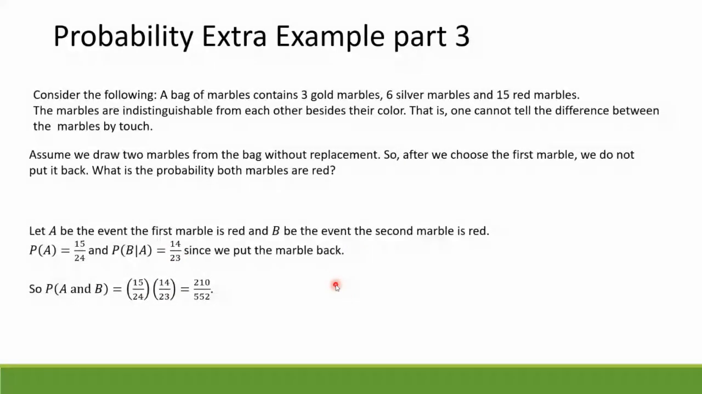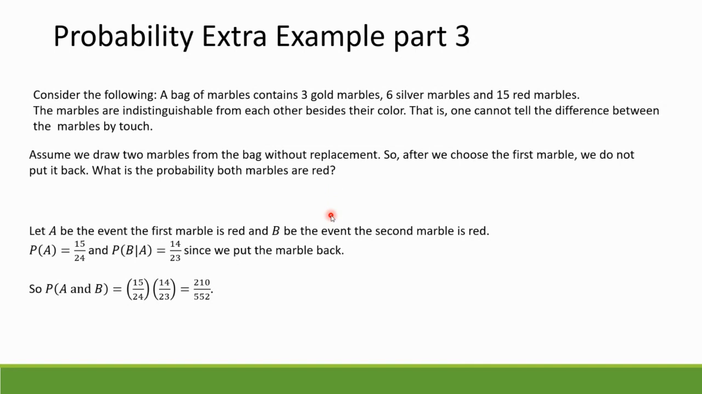Okay. Now, this is the same scenario, but let's suppose instead, as you can read here, we're drawing 2 marbles from the bag, but it's without replacement. So again, in this case, we take the first marble, note the color, but we don't put it back. We do not put the marble back. All right, well, what's going to happen then? That is, what's the probability that both marbles are red?